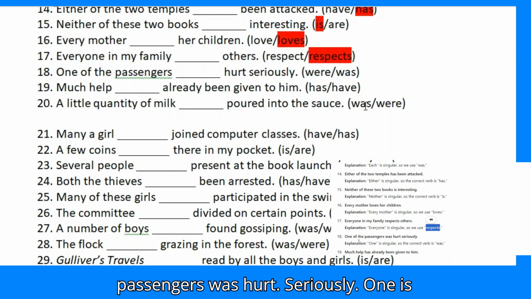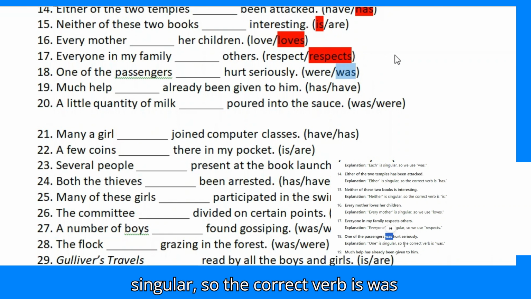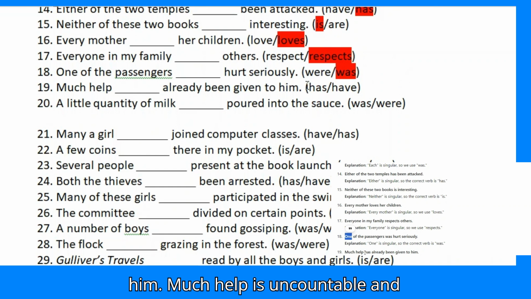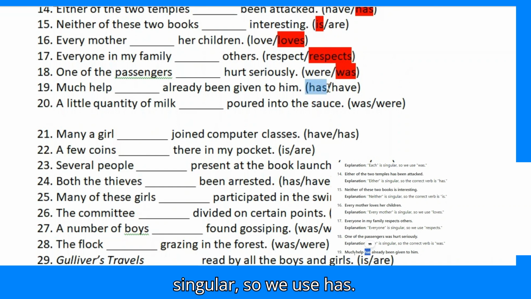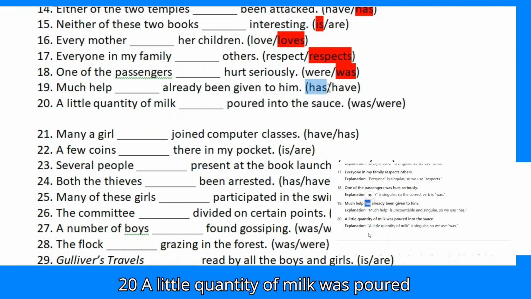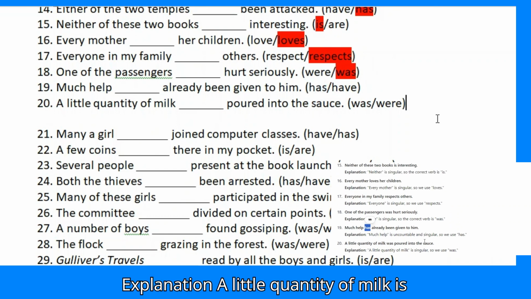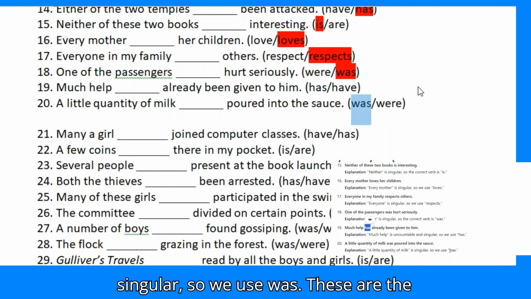18. One of the passengers was hurt seriously. One is singular, so the correct verb is was. 19. Much help has already been given to him. Much help is uncountable and singular, so we use has. 20. A little quantity of milk was poured into the sauce. Explanation. A little quantity of milk is singular, so we use was.